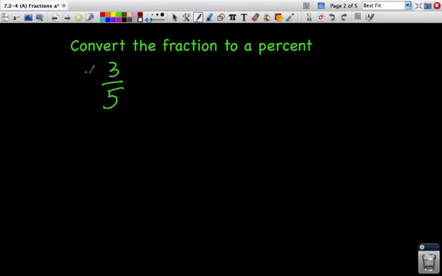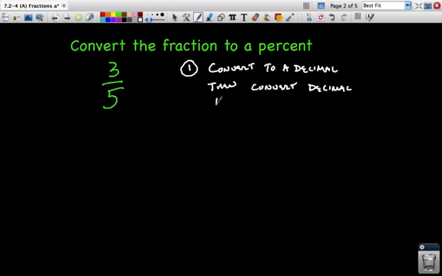Now what I want to look at is a fraction. Convert the fraction to a percentage. There are 2 different ways to do this. The first way, we can convert the fraction to a decimal and then convert the decimal to a percent, because we just learned how to convert decimals to percentages. So we can convert the fraction to a decimal and then convert the decimal to a percentage. So let's do that real quick.